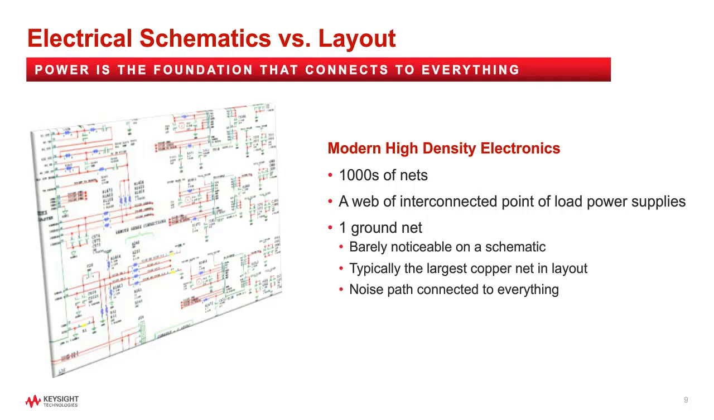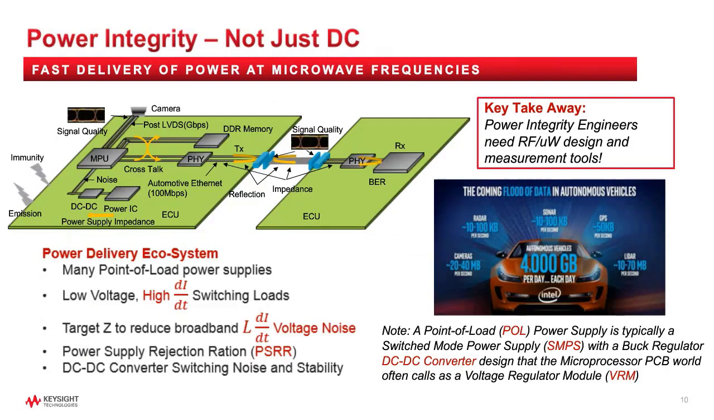Individual power rails are driven by local point-of-load power supplies, but all of these individual power supplies are connected together to the main power supply and are thus potential noise sources for conducted emissions. The power delivery network complexity continues to increase and has resulted in the new field of power integrity, where power delivery is no longer a DC problem.